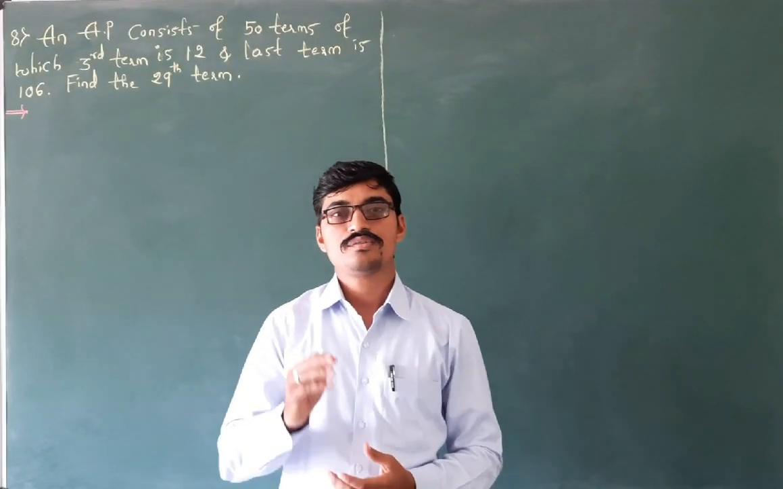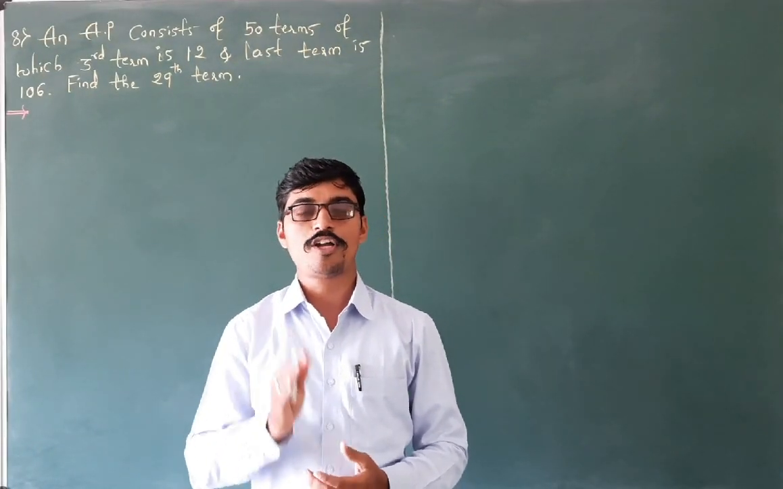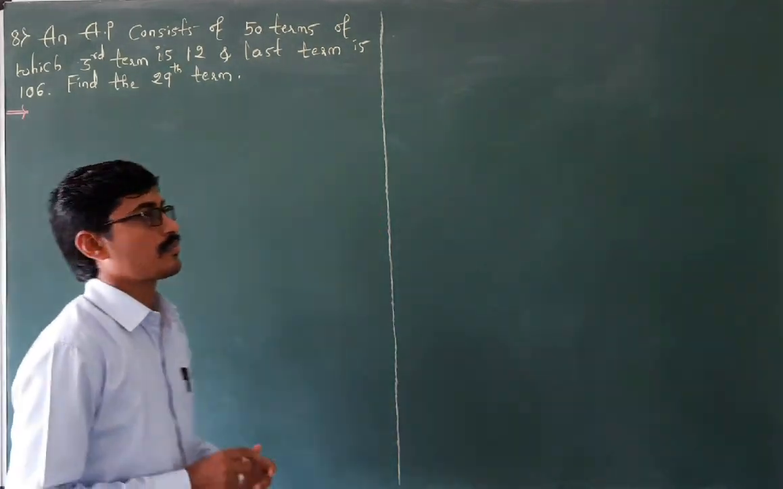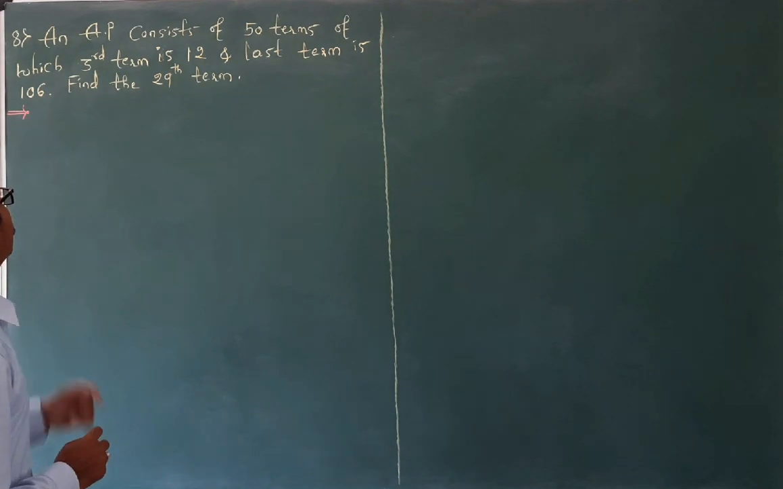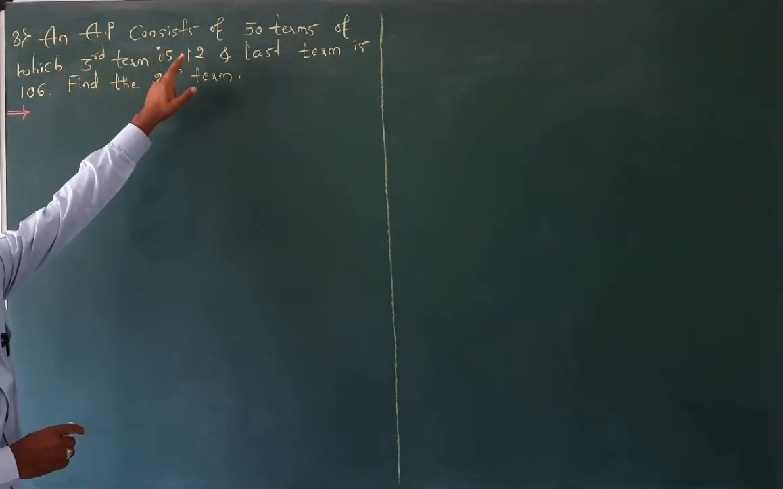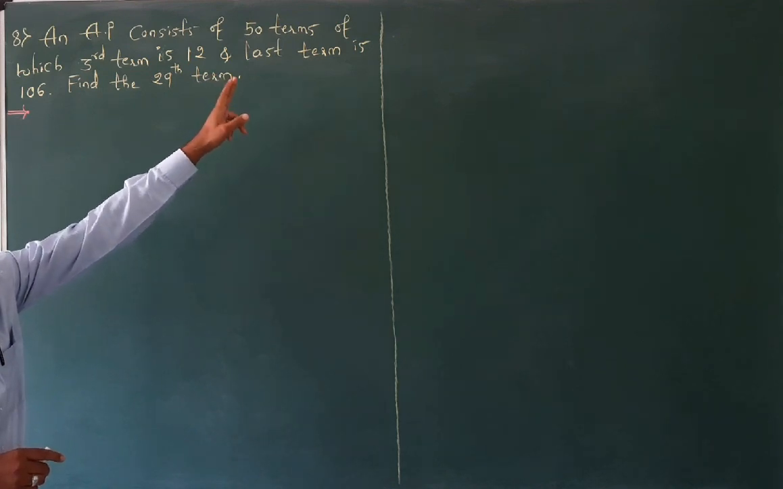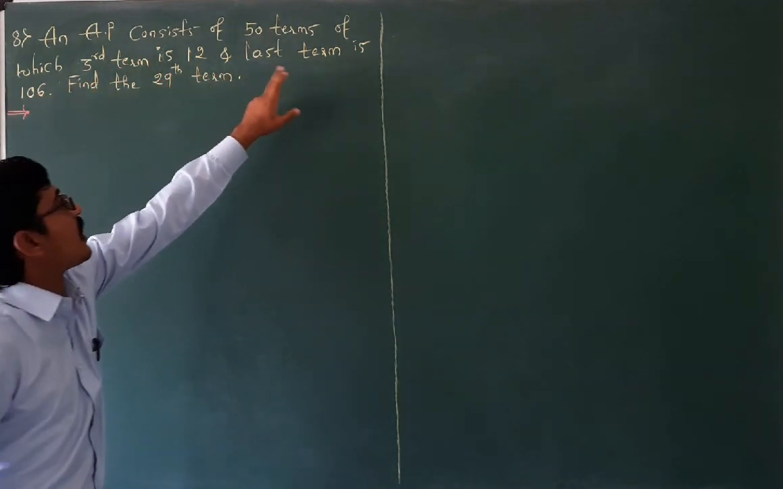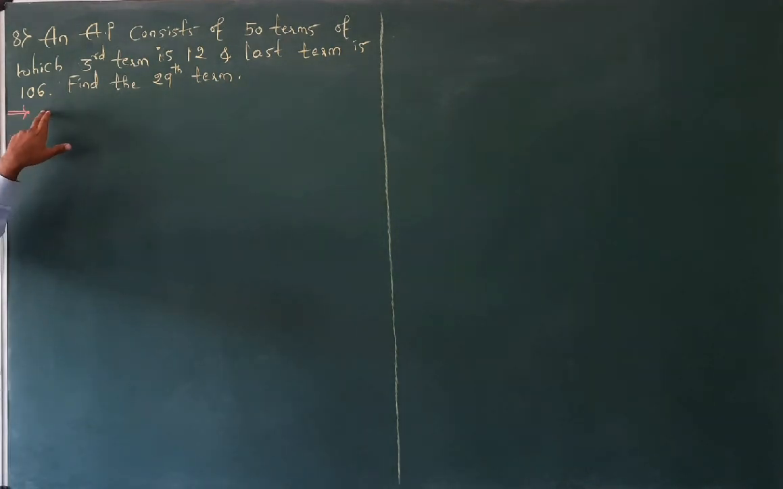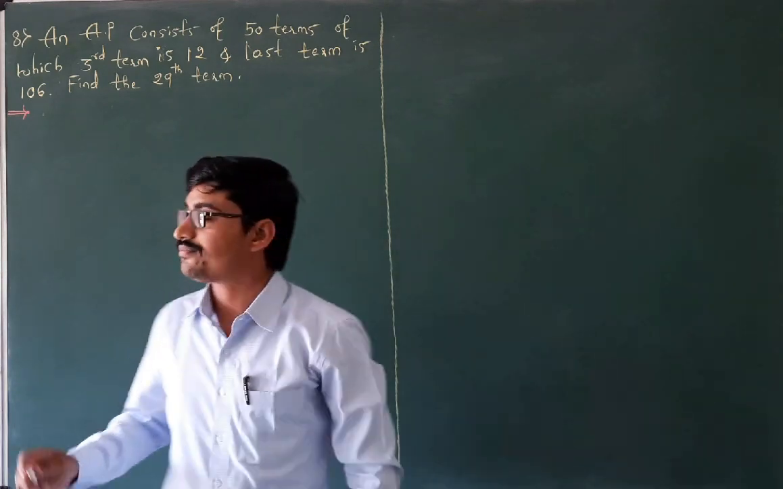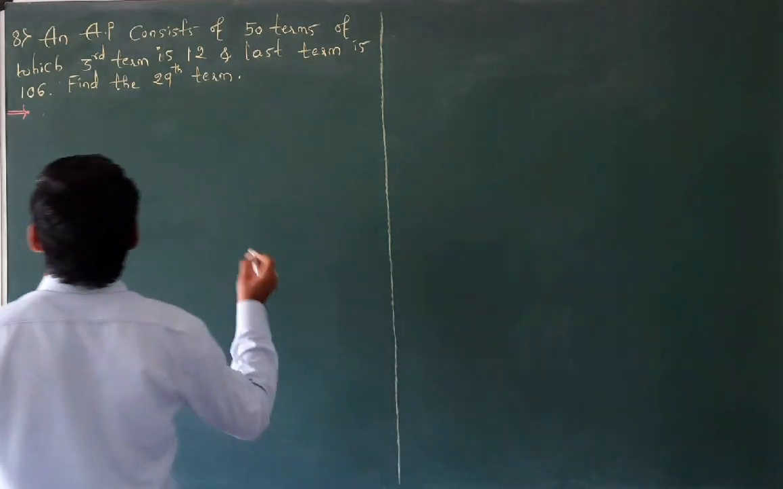Last class we discussed exercise 1.2. In that we solved 7 problems. Now problem number 8. The question is, an AP consists of 50 terms, of which the third term is 12 and the last term is 106. Find the 29th term. Here, first we will write the given things.